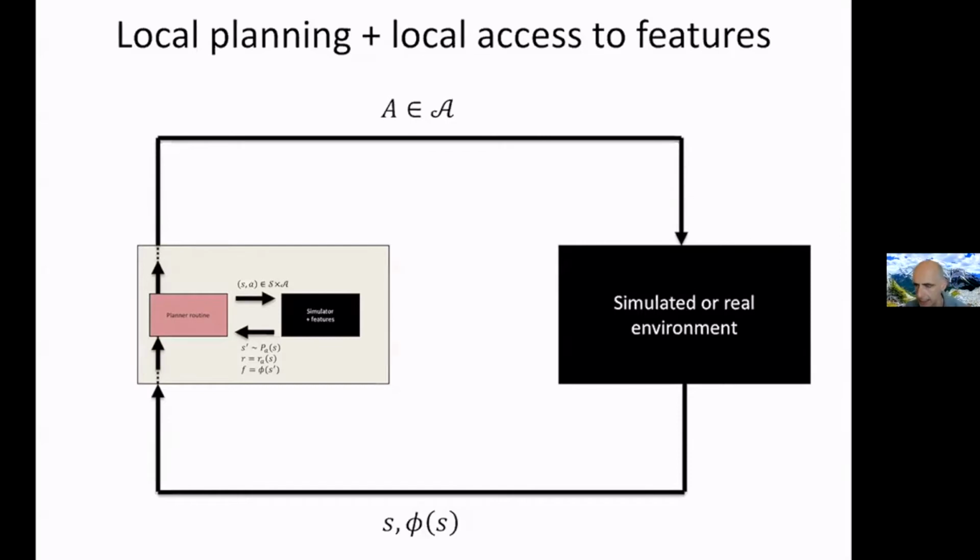What would be the next state? Give me a next state from the next state distribution. What is the associated reward? What is the feature vector at this next state? So these are the forms of individual queries that the planner can use. It uses these queries for a while. Eventually, it has to come up with some action.